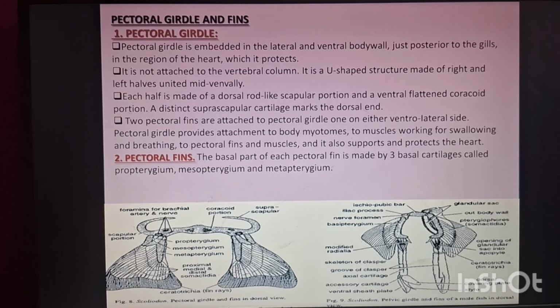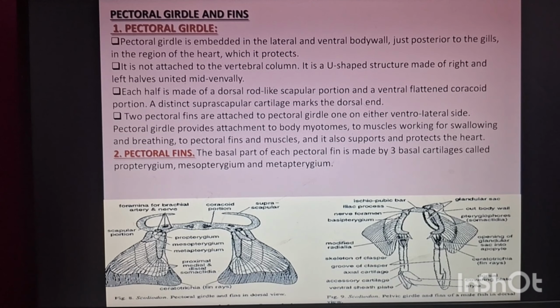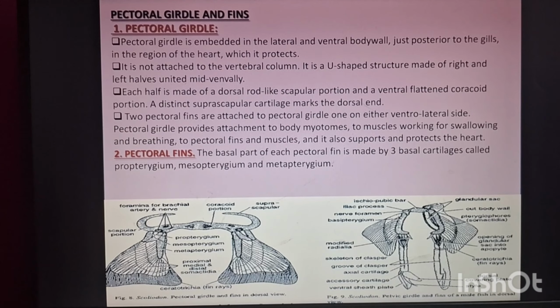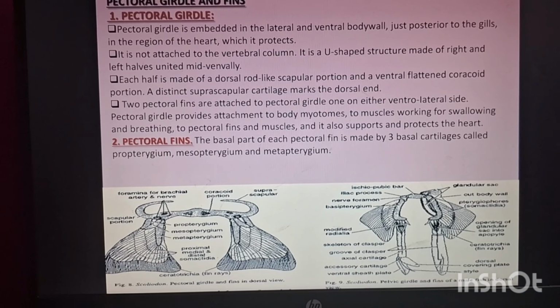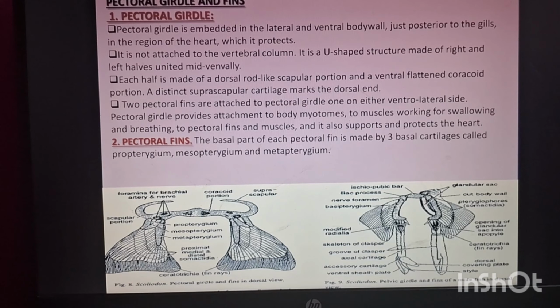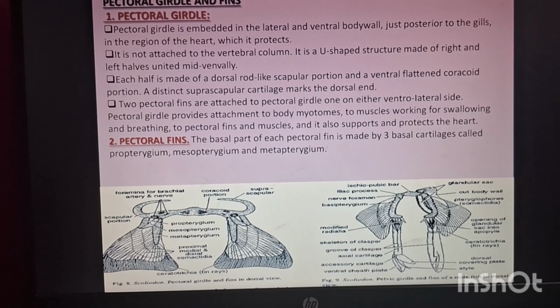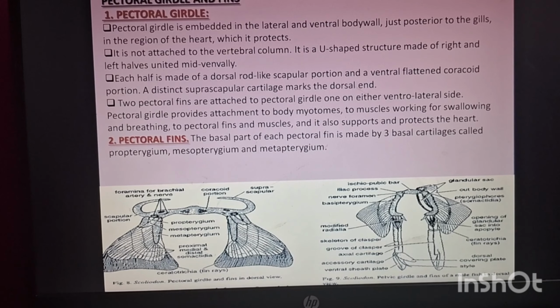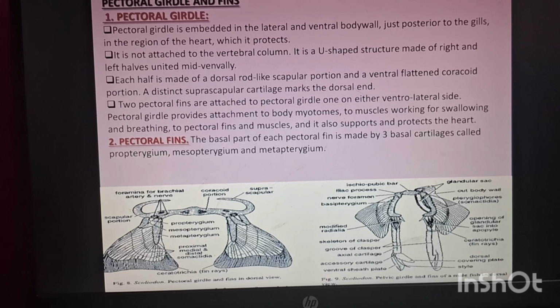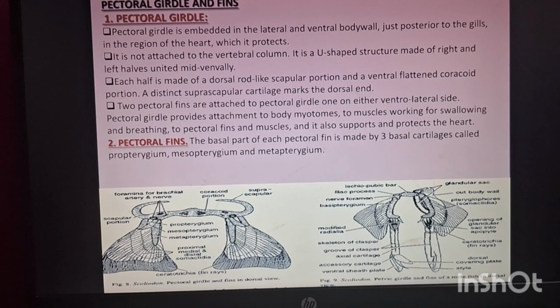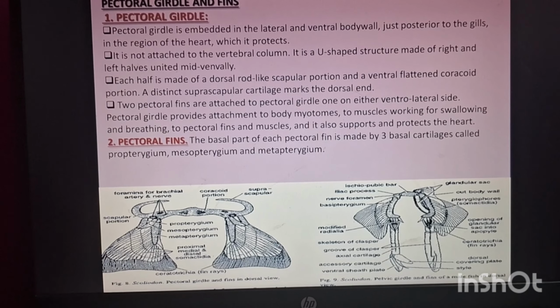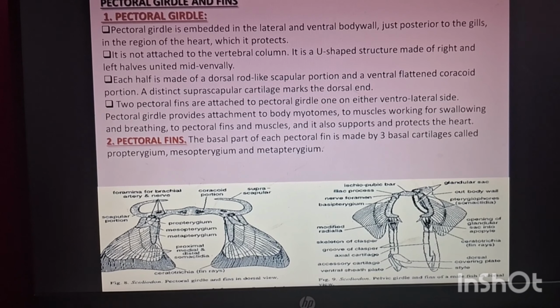Next part is pectoral girdle and fins. Pectoral girdle. Characteristics of the pectoral girdle. The pectoral girdle is embedded in the lateral and ventral body wall, just posterior to the gills in the region of the heart, which it protects. It is not attached to the vertebral column. It is a U-shaped structure made of right and left halves united mid-ventrally. Each half is made up of a dorsal rod-like scapular portion and a ventral flattened coracoid portion.